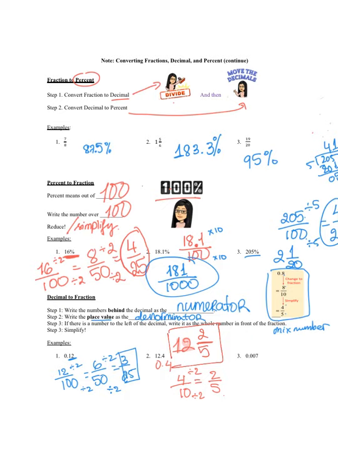Awesome. Number 3. Everything behind the decimal is the numerator. The place value is the denominator. So it is not the 10ths, not the 100ths. It is the 1,000ths place. So 7 out of 1,000. Great job.